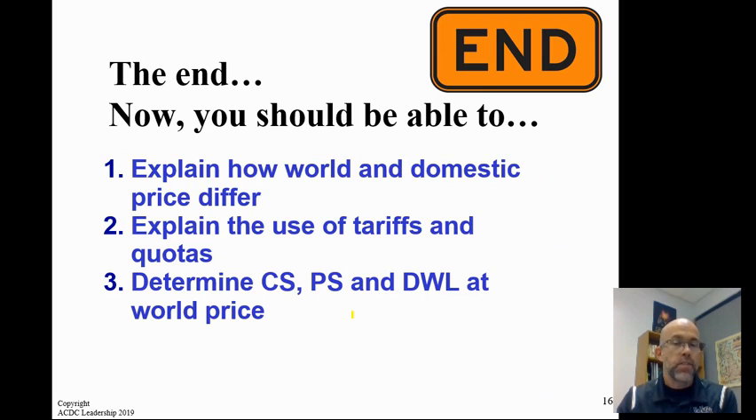This is the end of this topic. You should be able to explain how the world and domestic price differ, explain the use of tariffs and quotas, and determine consumer surplus, producer surplus, and deadweight loss at world price.